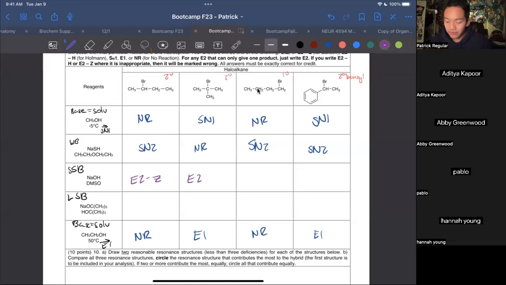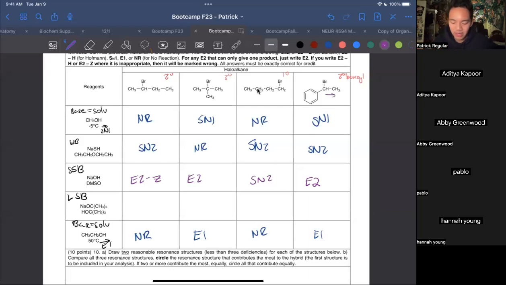Let's go back. For primary, small strong base, we'll do SN2. Secondary benzylic, it'll do E2. It'll be E2 Zaitsev. But here's the real kicker again. There's only one direction to go. If there is no regioselectivity between your beta carbons, there is no Zaitsev or Hofmann. No regioselectivity, no Zaitsev, no Hofmann. There's only one direction to go. It's only E2.